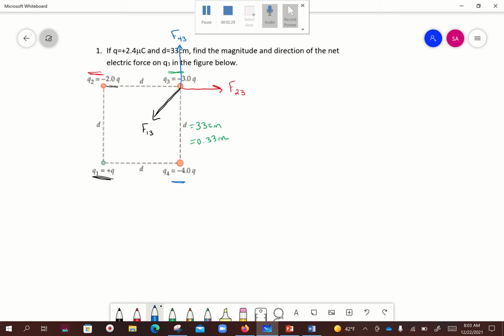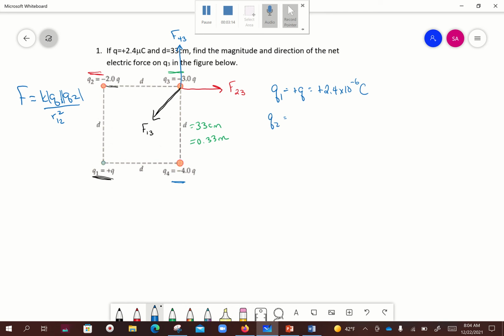So remember Coulomb's law. Let me write it over here on the left. Force is equal to k Q1 Q2 over r squared. I need to find this in terms of just positive numbers, so I'm going to take the magnitudes of the vectors, and I need the distance between them. Let's first calculate the size of the charges, since they're given in multiples of Q. Q1 is equal to plus Q, where Q is 2.4 microcoulombs, so it's just plus 2.4 times 10 to the minus 6.